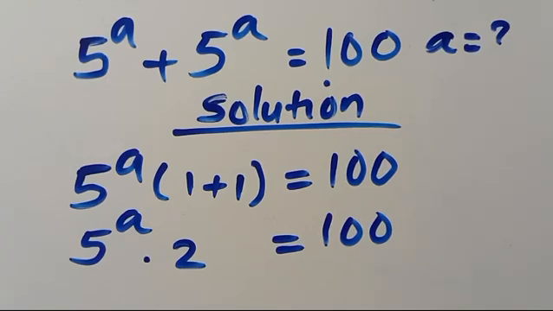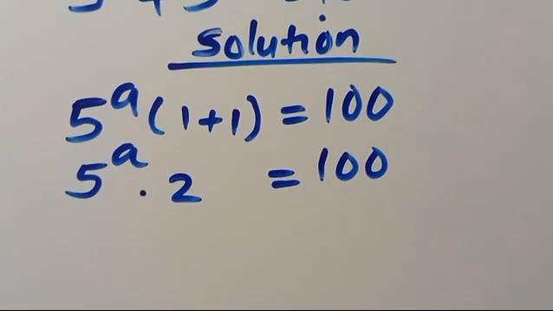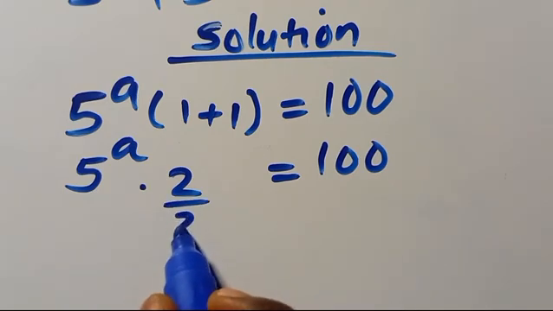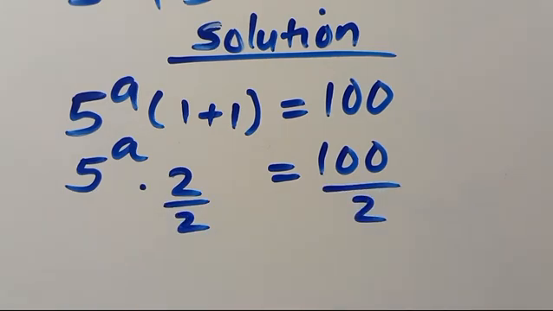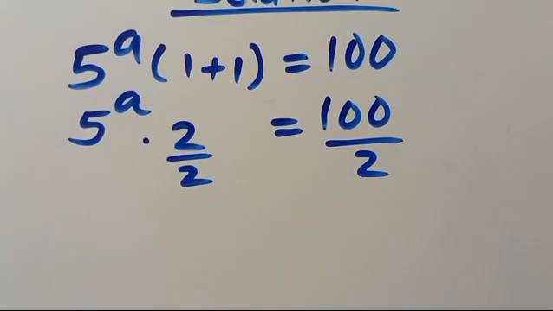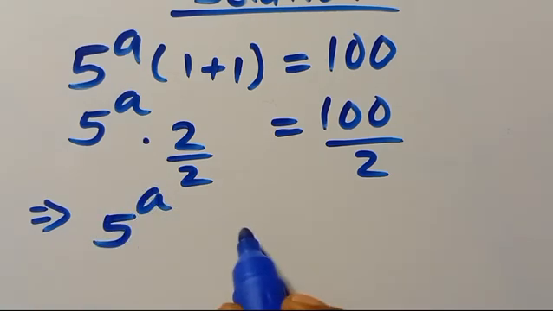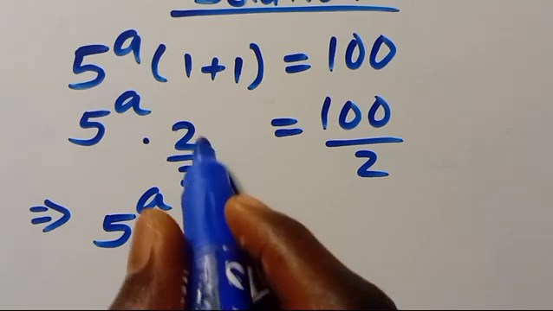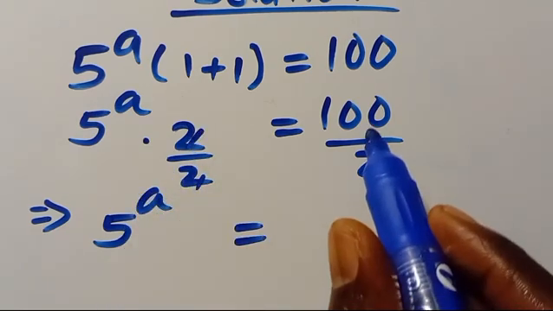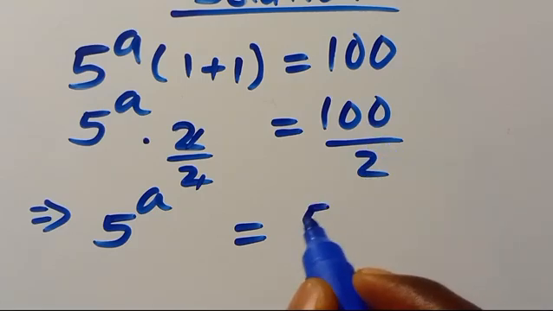The next thing we can do from here is to divide both sides by the coefficient of 5 to the power of a, which is 2. So dividing 2 by 2 on the left hand side, we are going to have 5 to the power of a on the left, equals, this will cancel out this, 100 divided by 2, this will give us 50.